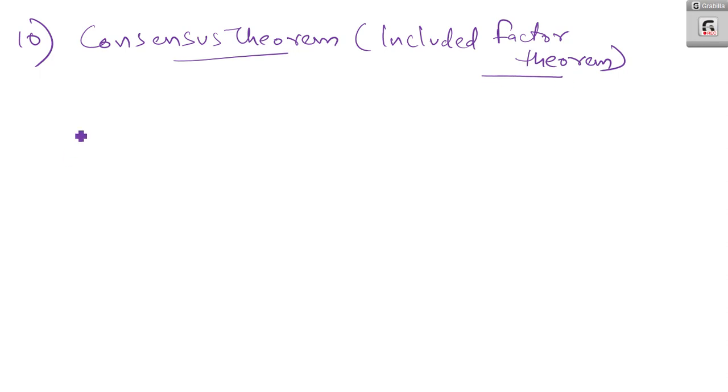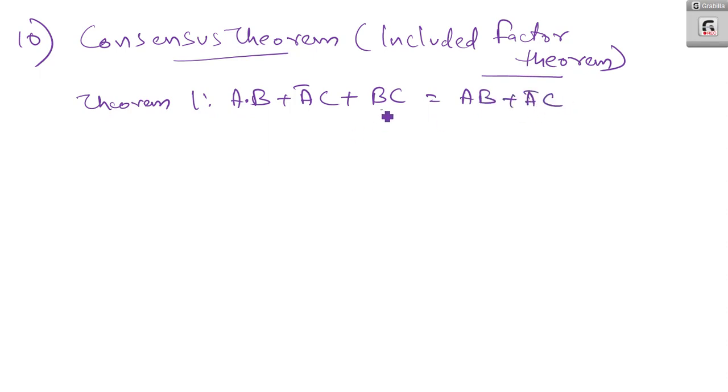So the first theorem here is: A and B or A bar and C or B and C is the same as AB or A bar C. That means this factor is included here.